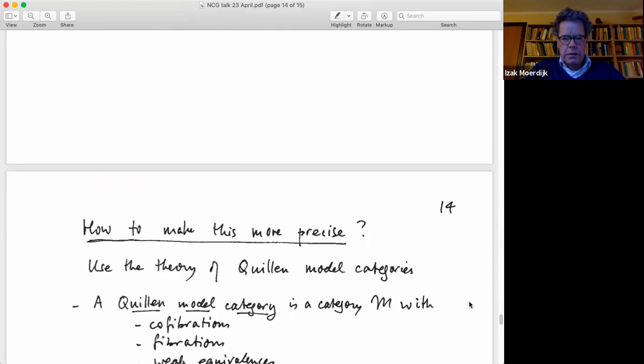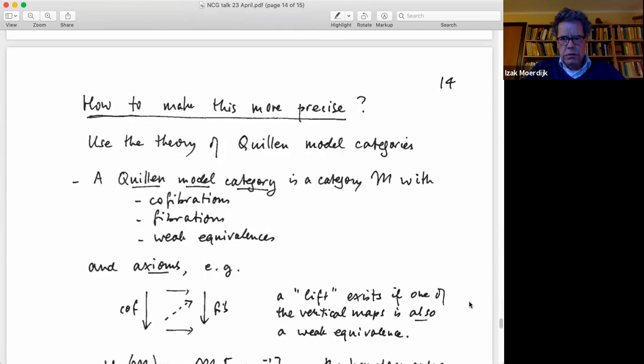Okay, so two more slides to go. I will wait a second. So one way to make a much more precise theorem. Somebody's in the waiting room and that prevents me from scrolling.